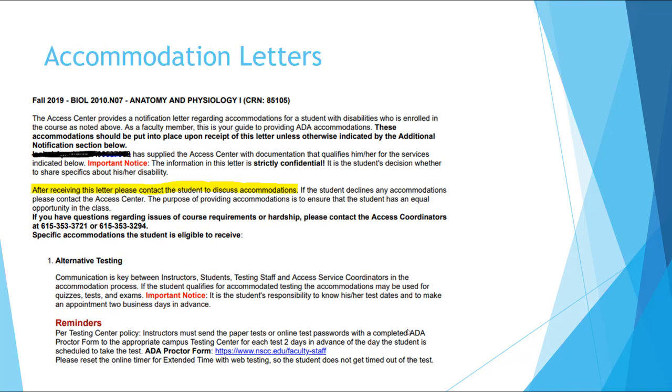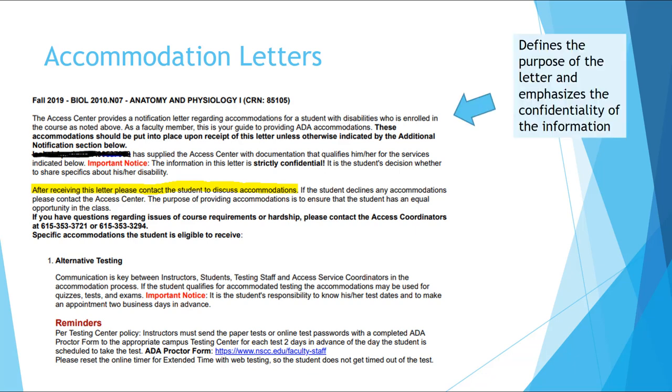Accommodation letters. For those of you who have received an email from the Access Center, you're familiar with these letters. For those that are new, I'd like to go over what these letters contain. On the screen is an image example of an accommodation letter. This accommodation letter is for Biology 2010 Anatomy and Physiology. The first section defines the purpose of the letter and emphasizes the confidentiality of the information. It also introduces the student and provides their A number.